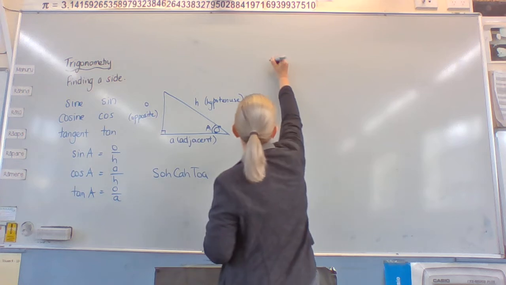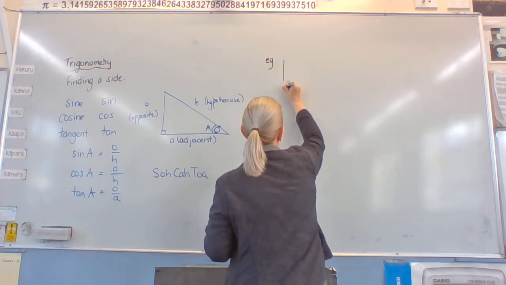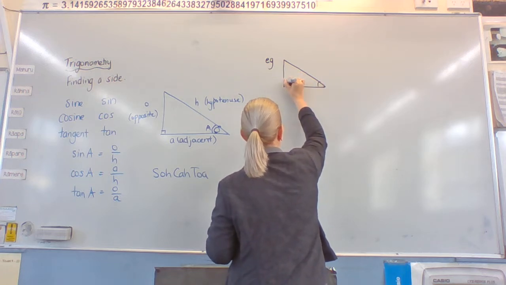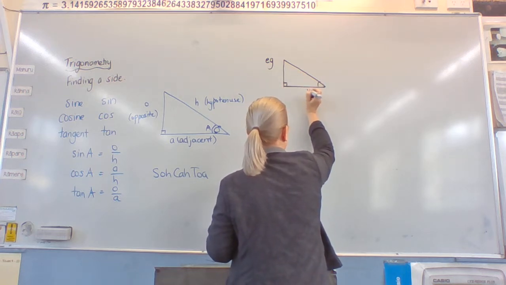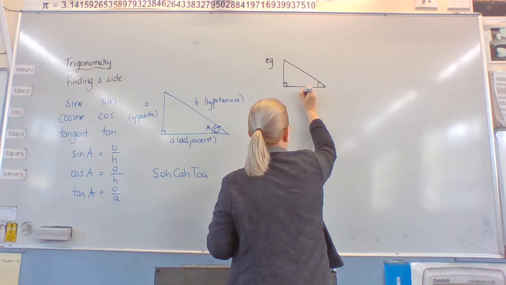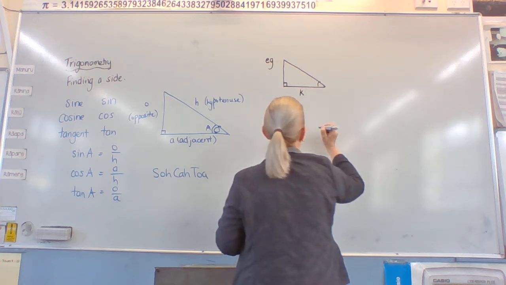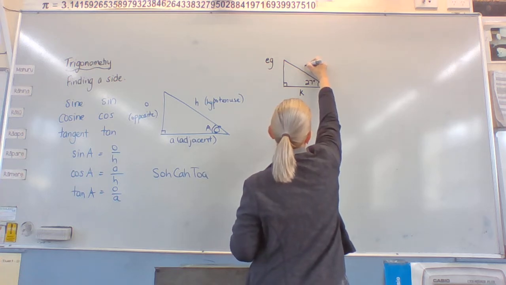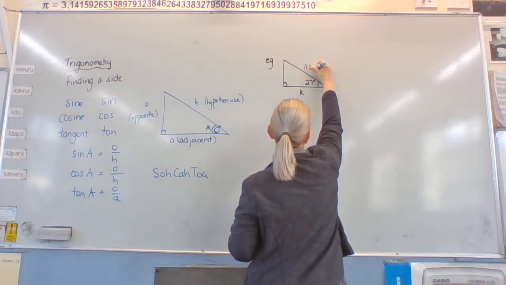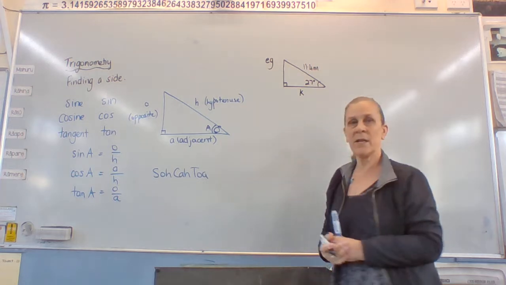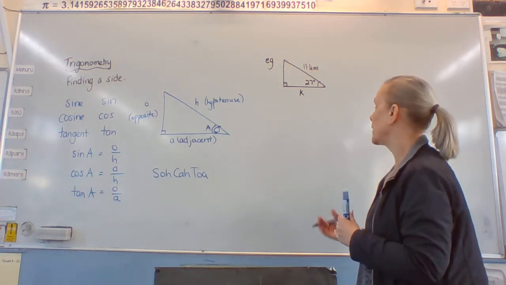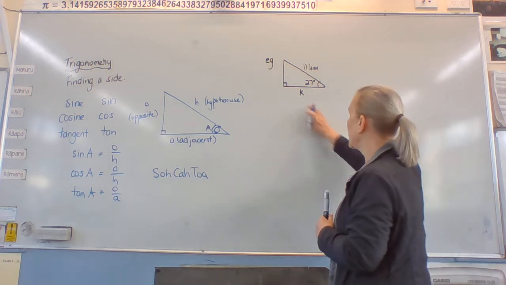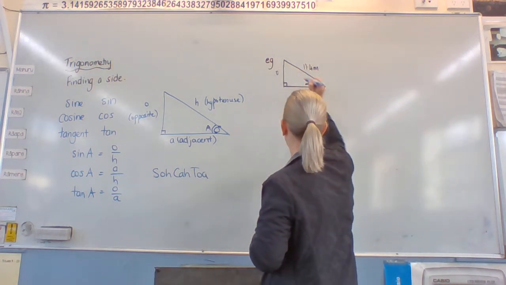So if we've got a triangle, and we've been told that this length is the one we're going to find, this angle is 27 degrees and this length is 11.4 metres. So we've got three things that we know. We've got to first of all label the right-angled triangle, so we label it as OAH.